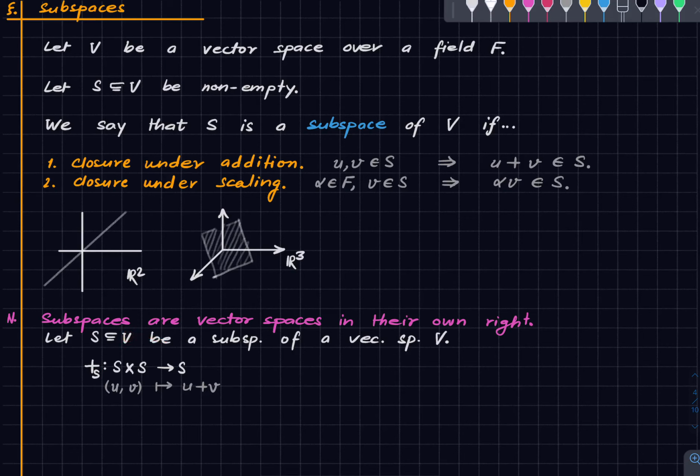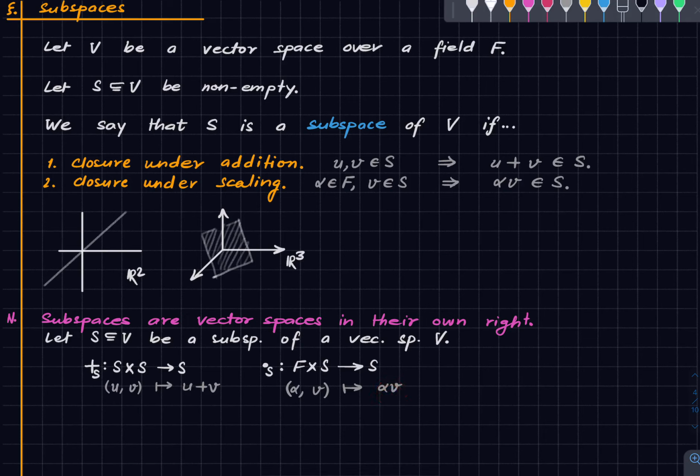And similarly, we have a scaling function, which I will denote by dot with a subscript S, from F cross S to S, which takes a scalar, and the elements of the base field are also called scalars, and a vector to that, and here this scaling is happening as if we were a member of the parent space. So this is legitimate.